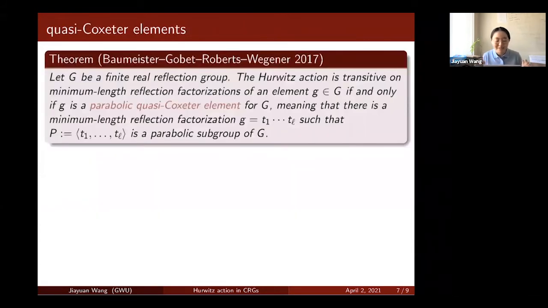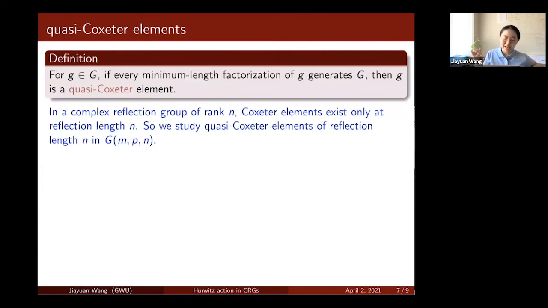And let me say another related topic. In the pre-seminar, I introduced you to this theorem by BGRW as one of our motivating theorems. They give a complete classification of Hurwitz transitive elements in finite real reflection groups, where they are parabolic quasi-Coxeter. So then we go ahead and find quasi-Coxeter elements in G(m,p,n).